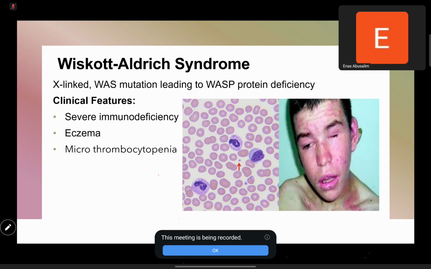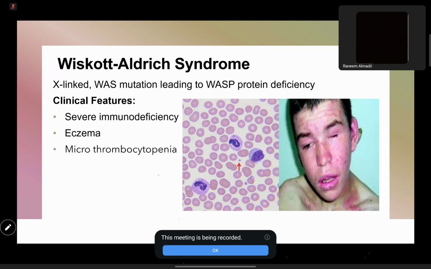Now I want to ask a slightly harder question. Do you know a condition or circumstance where a female patient will not be a carrier but will actually have a full-blown disease manifestation of an X-linked disorder? Anyone? It's not Turner syndrome. Darina? No, I'm saying if she has Turner. Yeah, because she only has one X chromosome. That's one. Anything else? Okay, think about something else.